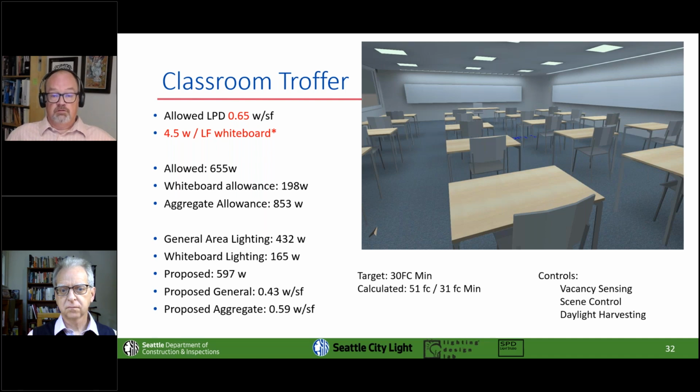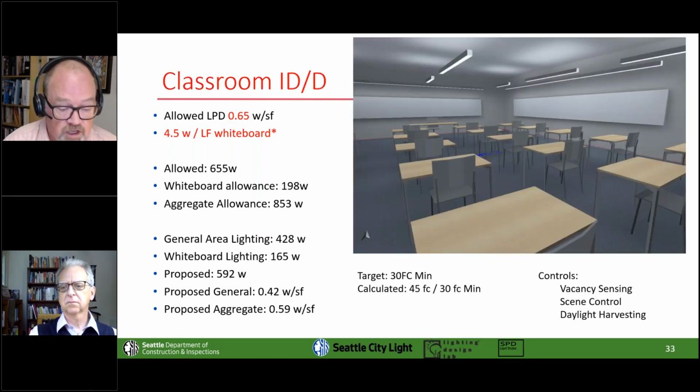Our proposed lighting is 597 watts. Our aggregate allowance is 853 watts. Now, pay attention. You need to include the actual light fixtures in there to make this work. Again, vacancy sensing, scene control, and daylight harvesting, because we've got dominant windows on one side. Okay, so again, what if we went to an indirect solution? Can we do that same thing? And the answer is yes.